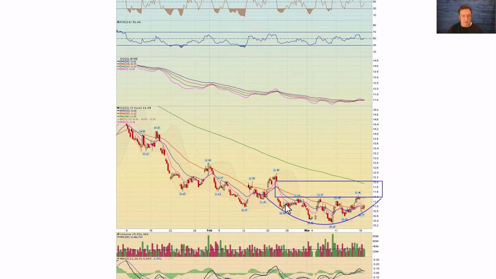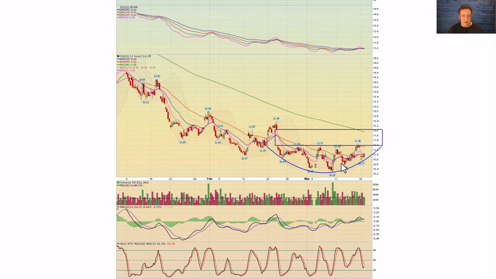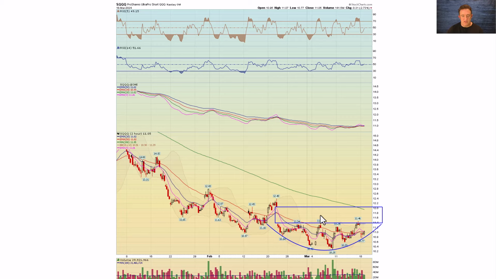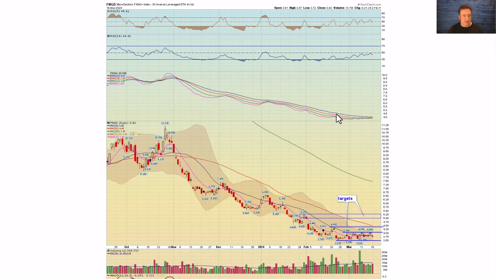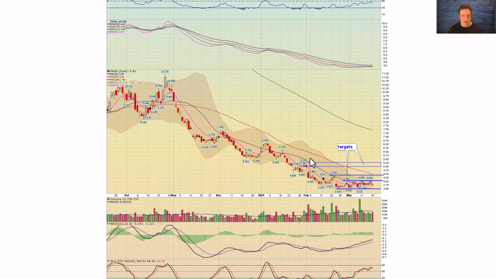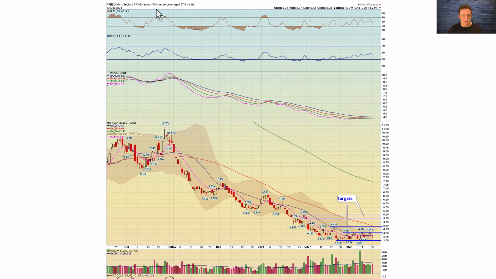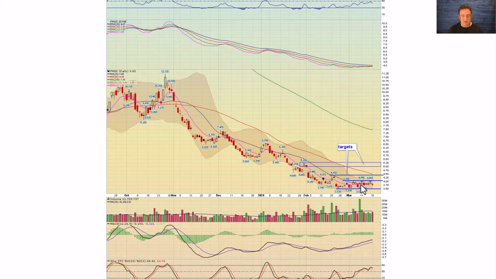Chart 39, here's the 2-hour view. Kind of a rounded bottom here. Got a couple higher lows. You could attempt a long here with a stop right at that 1077 higher low. Notice the open gap up there in the boxed area. And the other one, FNGD, that's the inverse ETF for the FANG stocks.